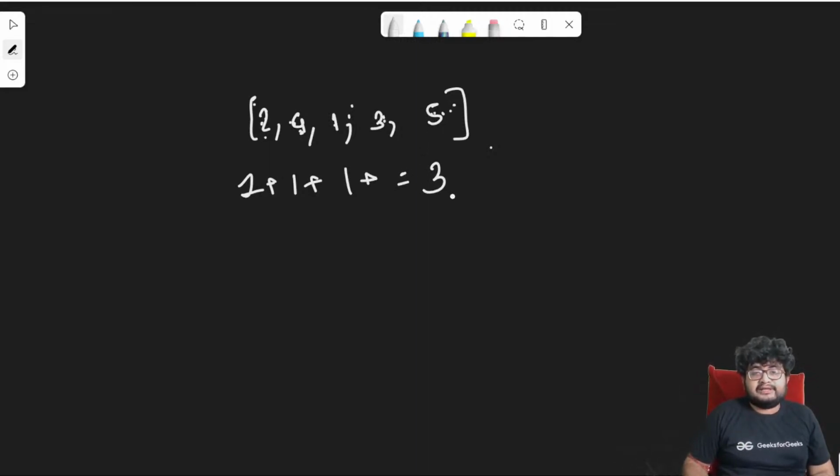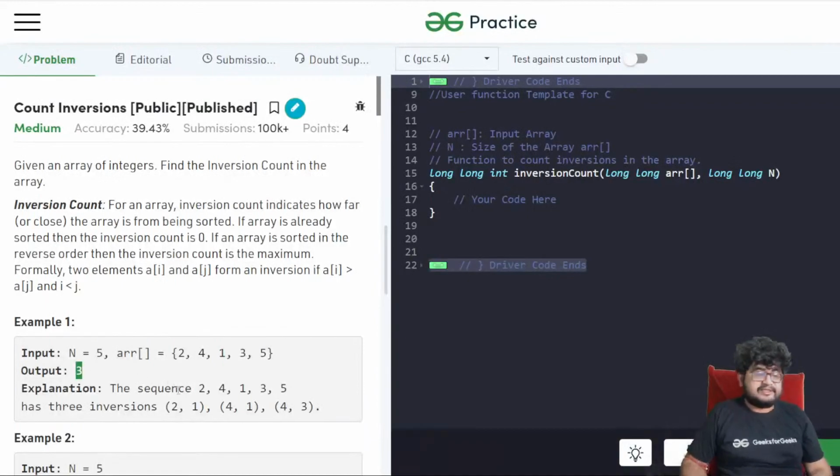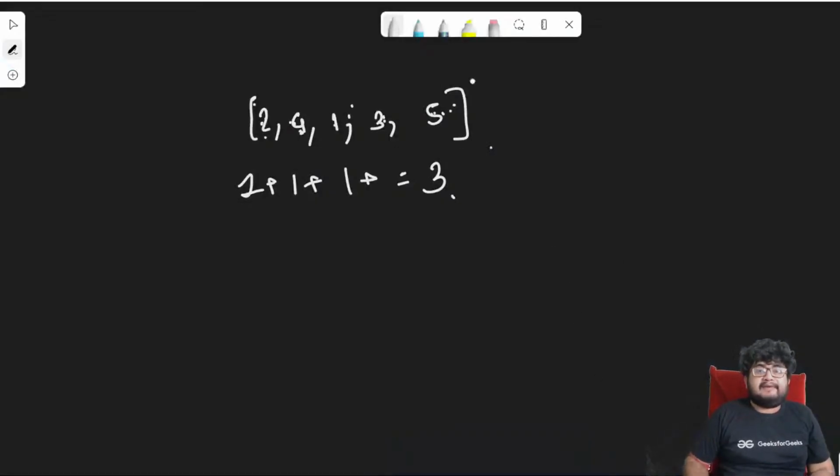So the inversion count should be 3, I believe. Yes, it is 3. Right. So that is the inversion count. This is the definition of inversion count. Now, how can we find the inversion count?